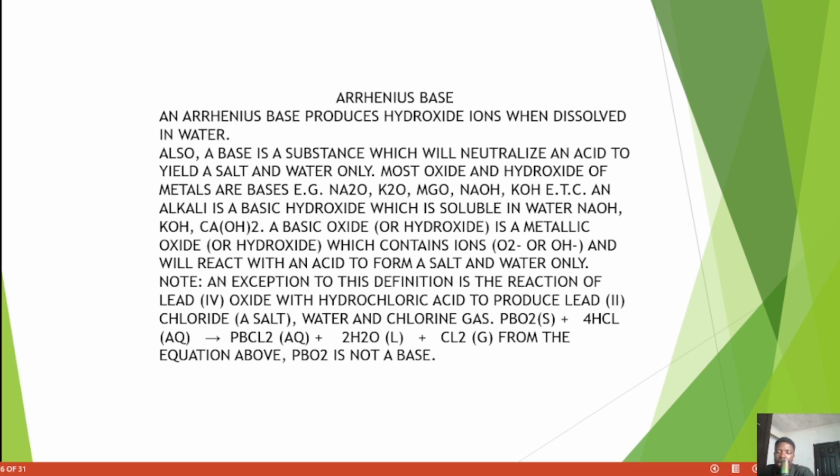Why is it not a base? Because when it reacted with an acid, it did not produce salt and water as the only products of the reaction. It also gave chlorine. So the implication is that this is more like a redox reaction than a neutralization reaction, because in a redox reaction there is usually oxidation and reduction. However, a neutralization reaction is simply a reaction between an acid and a base to produce salt and water as the only products of the reaction.